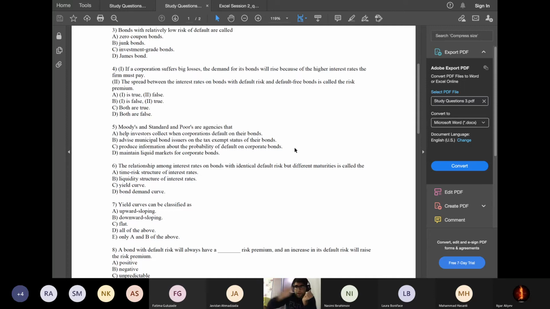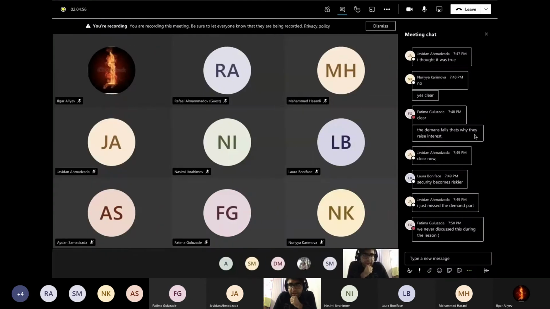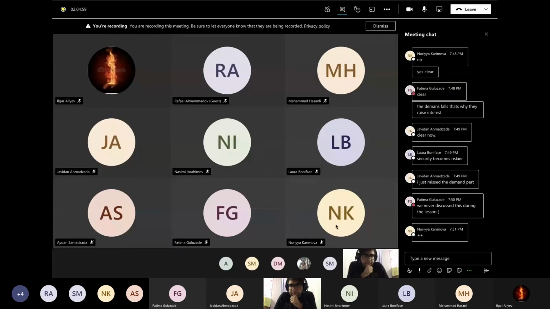If default risk is getting higher, I decrease your rating to C or to D. It is clear, I think.